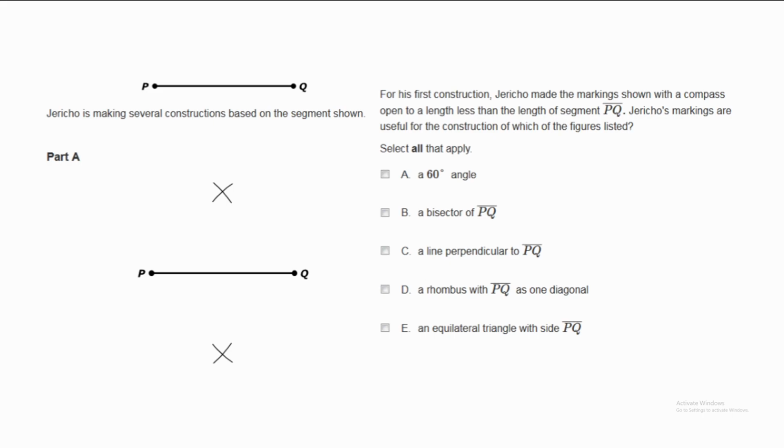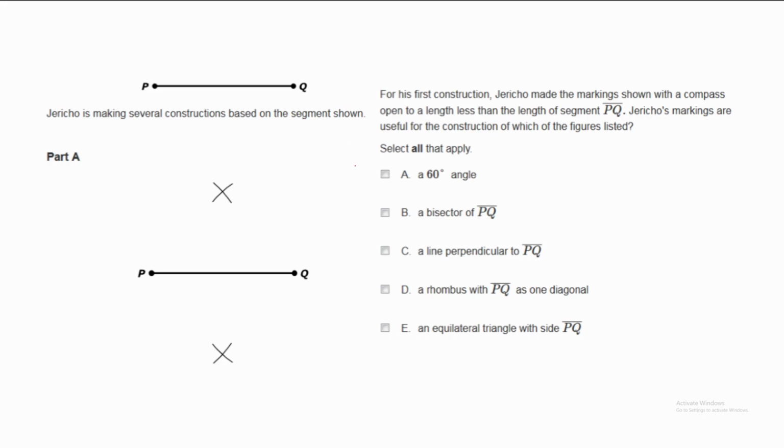So if you need a review on those, go back to the last quiz review, or go back to a previous quiz review to get that stuff. But this stuff we haven't seen too much, so I want to make sure we are good on this, because if it pops up, then we're going to be solid, right? It says Jericho is making several constructions based on the segment shown.